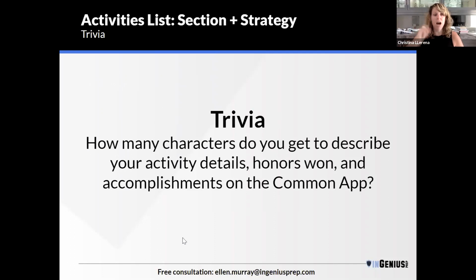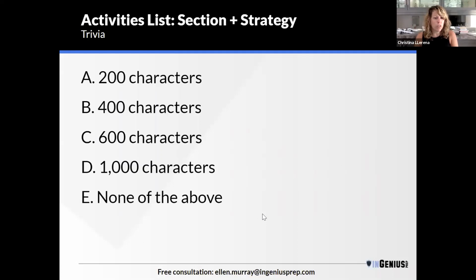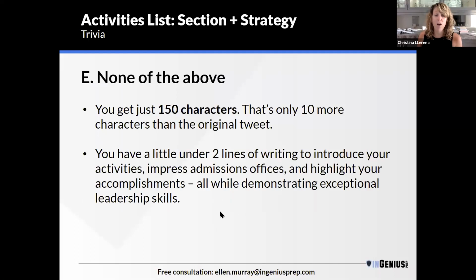Another question: how many characters do you get to describe your activity details, honors, and your accomplishments on the Common App? A is 200 characters, B is 400, C is 600, D is 1,000, and E is none of the above. We got some A's. Wow, it's E.